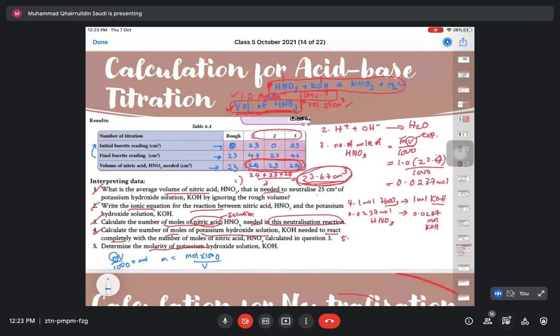So number 5, the molarity of potassium hydroxide is 0.0237 mole times 1000 divided by volume of potassium hydroxide. Volume of potassium hydroxide is 25. So press your calculator. It will be 0.948 mole per dm cube. So this is your concentration of potassium hydroxide. Now you got the concentration by using these steps of calculation. Boleh faham?